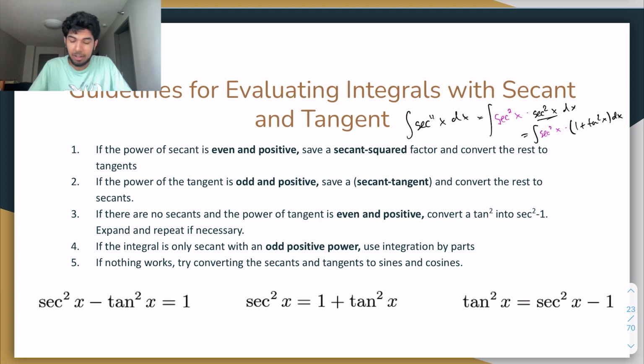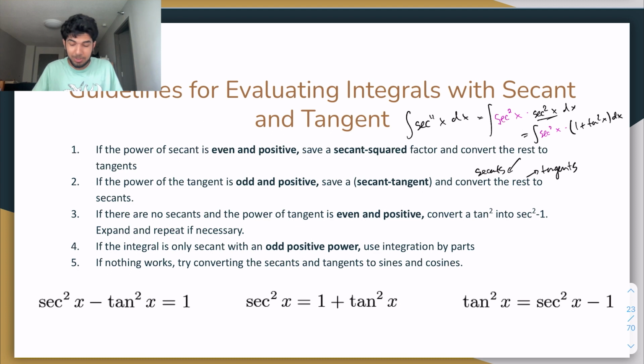Second guideline, if the power of tangent is odd and positive, then you'll save a secant times tangent term and convert the rest to secants. The rest meaning tangents. Here, this rest means secants.